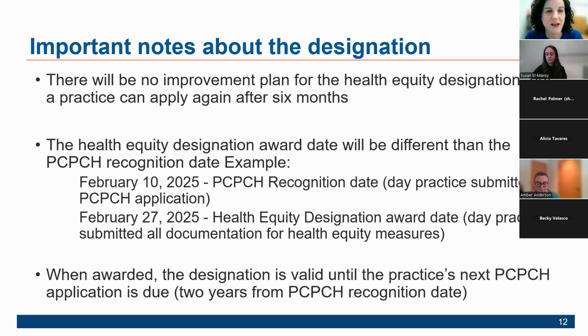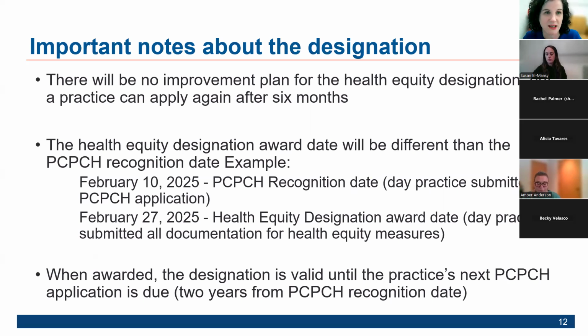So because the health equity designation doesn't fall into either of those categories, there is no improvement plan available for this. So if you apply for the health equity designation and you don't get it, if our team determines that you are not meeting the measures, you can apply again in 6 months.